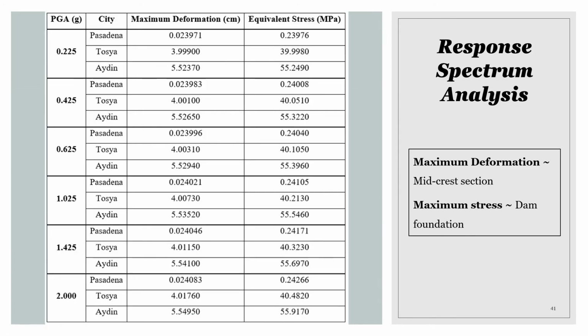So this is the data tabulation of the response spectrum analysis results. As a conclusion, the values of maximum deformation and equivalent stress are lowest under the response spectrum analysis using the Pasadena data, whereas they are highest using the Erzincan input data. Also, the maximum deformation occurs at the mid-crest section of the dam, whereas the maximum stress occurs at the dam foundation or at the bottom section of the dam.